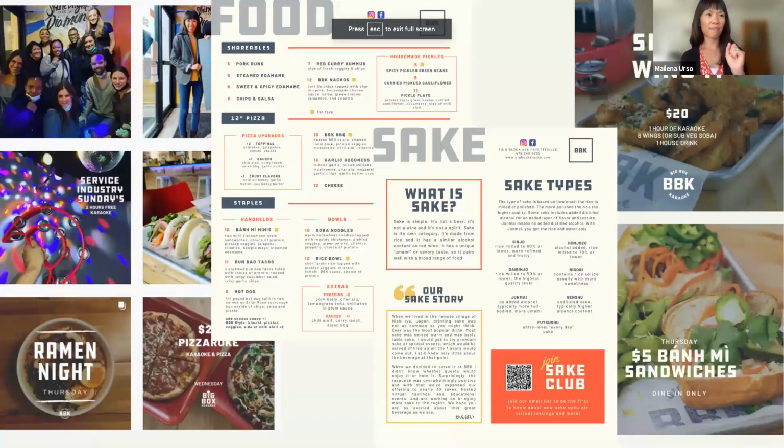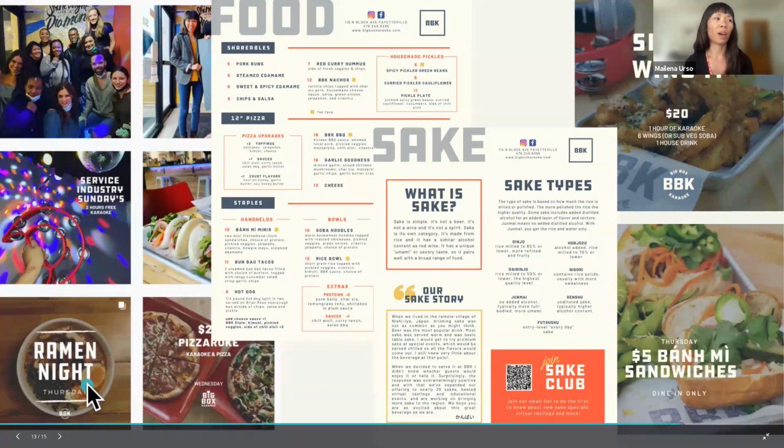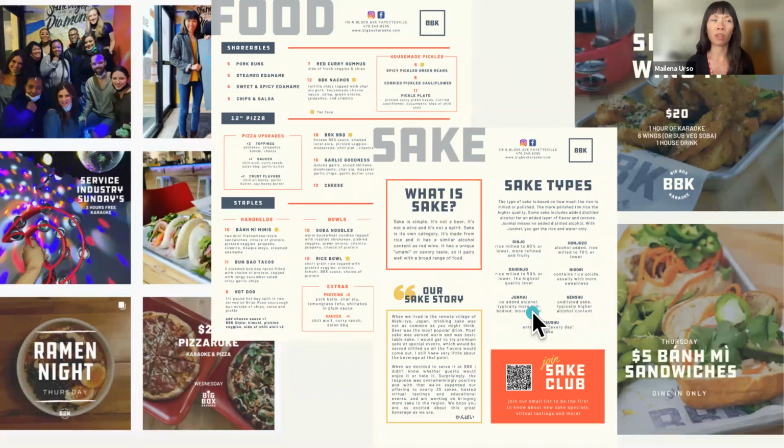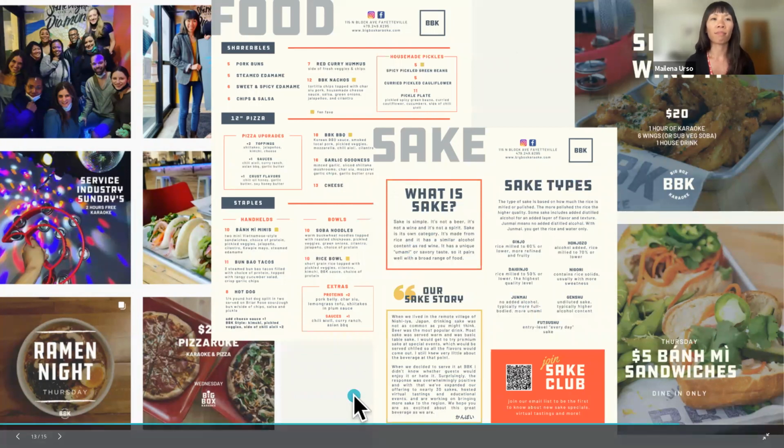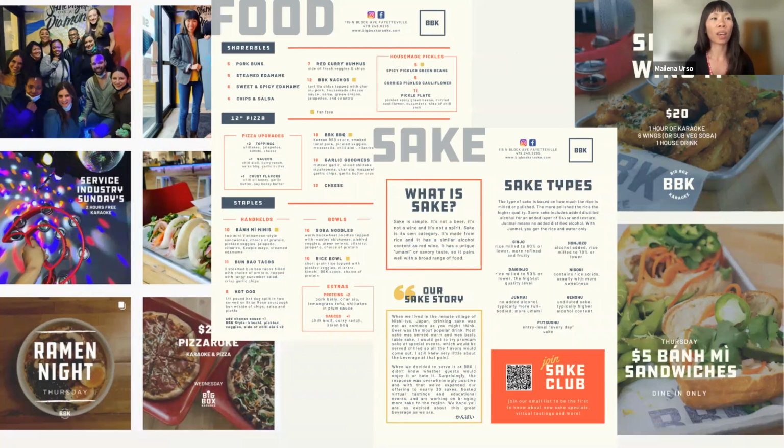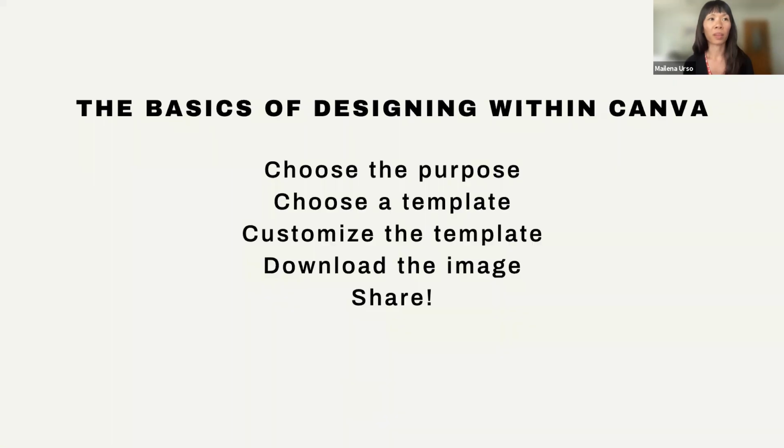Okay, so this slide here kind of just shows you some examples of some of the different graphics that I've created in Canva for Big Box Karaoke. I do a lot of my graphics for social media in Canva, and here are my menus. So I wanted to show this because I want you to know that you can create so many different pieces of content in Canva. And I do not have a designer that I work with for any of these. I do them all on my own, and it's super simple.